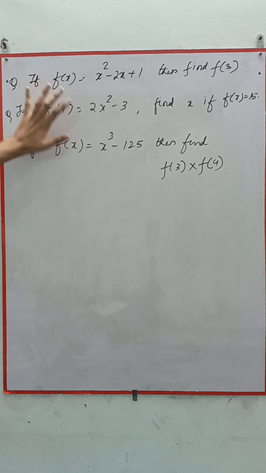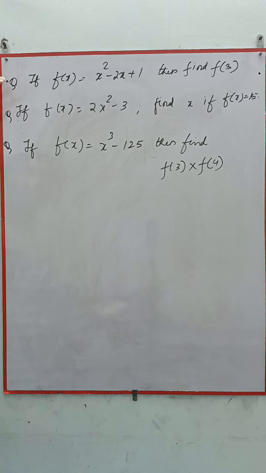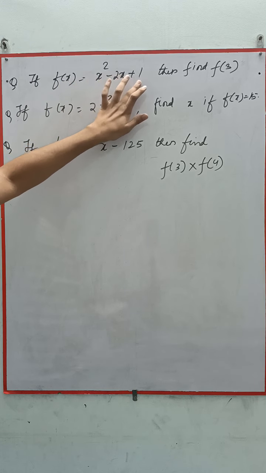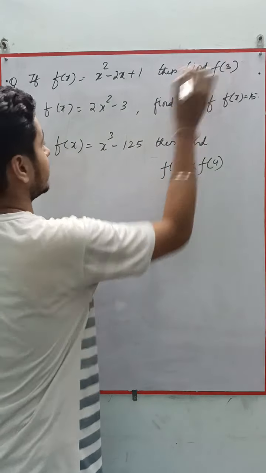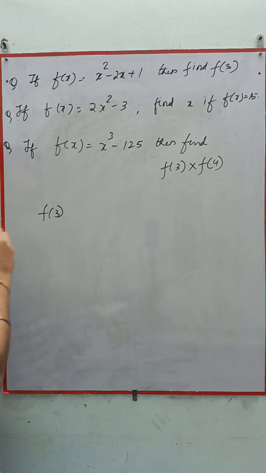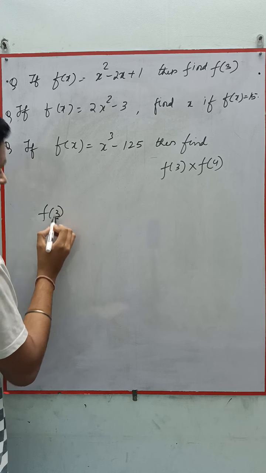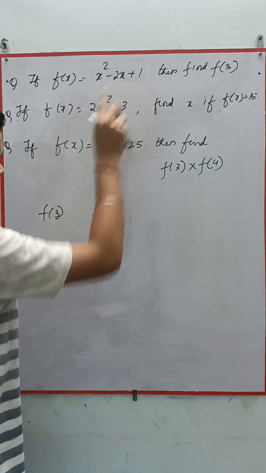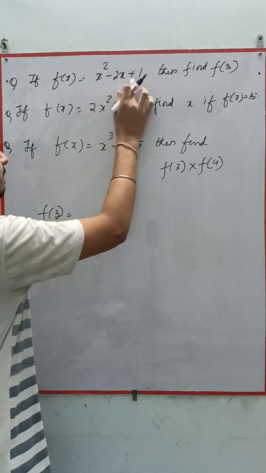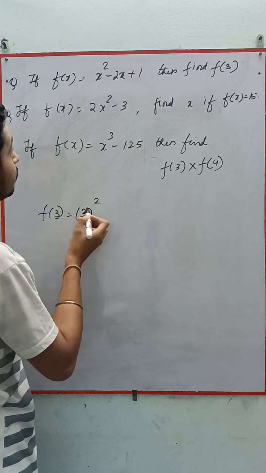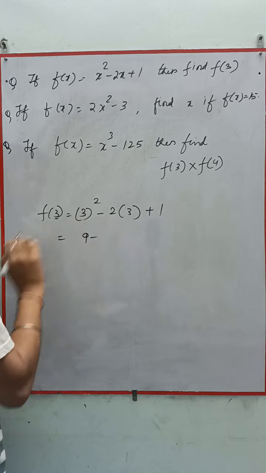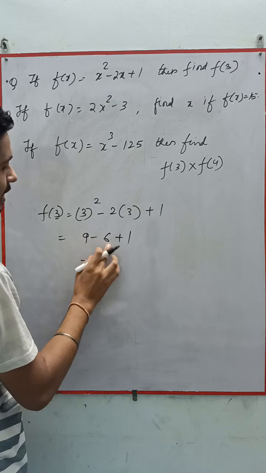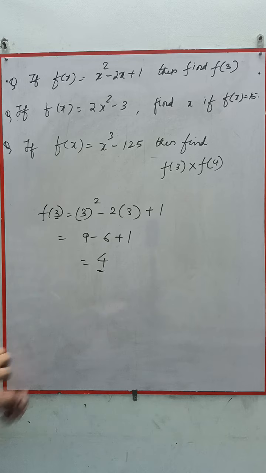If you can understand this, you can do the questions up to question number 9. Let's see the first question. If f(x) is x square minus 2x plus 1, then find f(3). What is the meaning of that? You have to find f(3), which means we need to put the value 3 in this equation, because f(x) is this one. At every place of x we need to put the value 3. So we get 9 minus 6 plus 1, which is 4. So 4 is the answer.